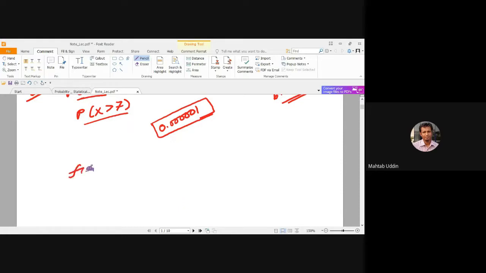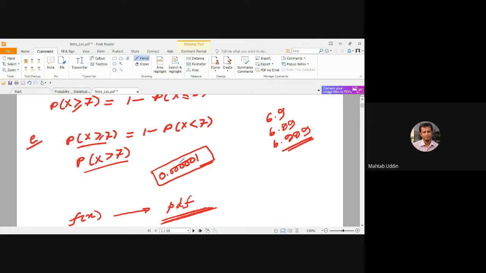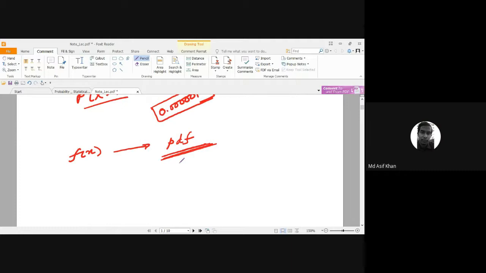Fx was called PMF, but now in continuous type we'll call it PDF. PDF, probability density function, not probability mass function. This is probability density function. Okay. This is now what? Probability density function.